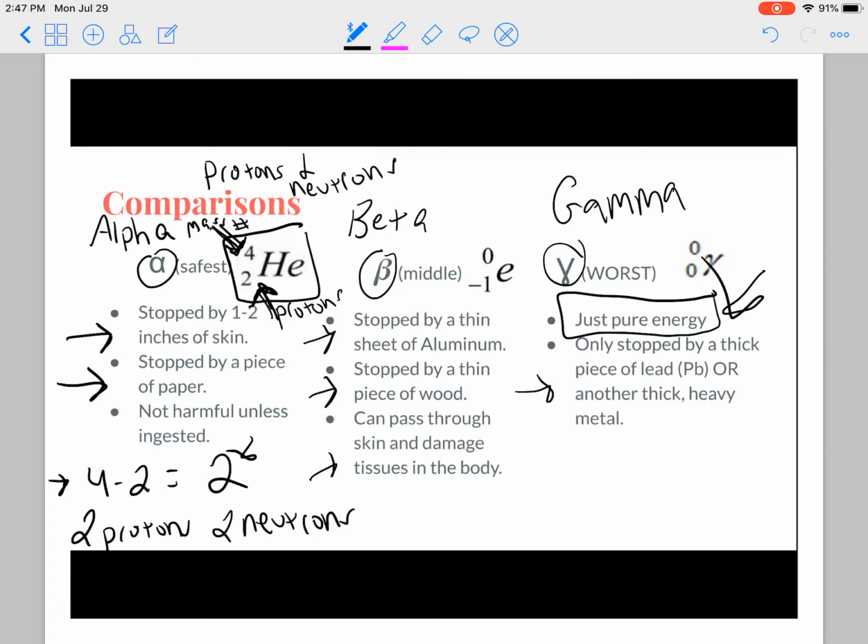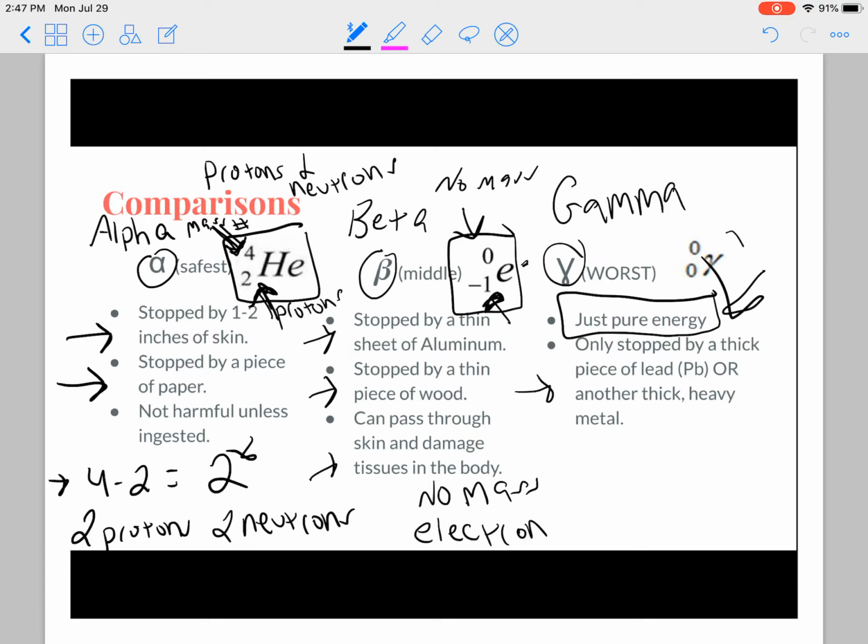Okay, so let's look at beta. Now, beta has a 0 where the mass number goes. So that means it has no mass. And instead of consisting of protons, we use a -1 because electrons have a negative charge, to represent that it has an electron. So beta radiation has no mass and consists of electrons, or an electron.